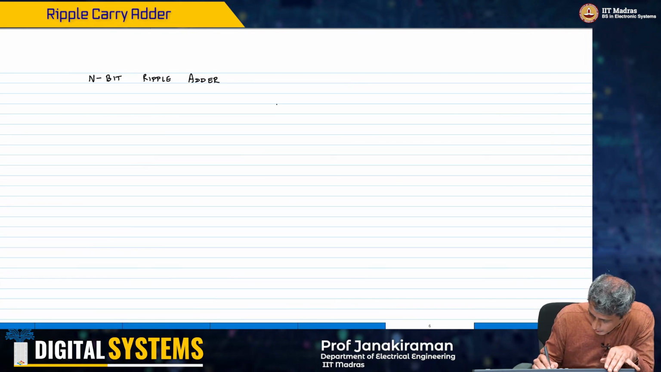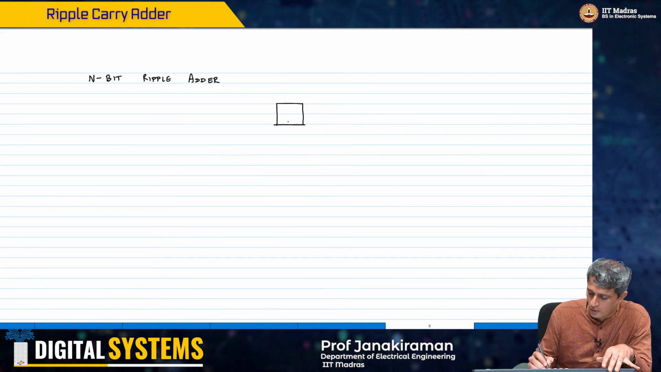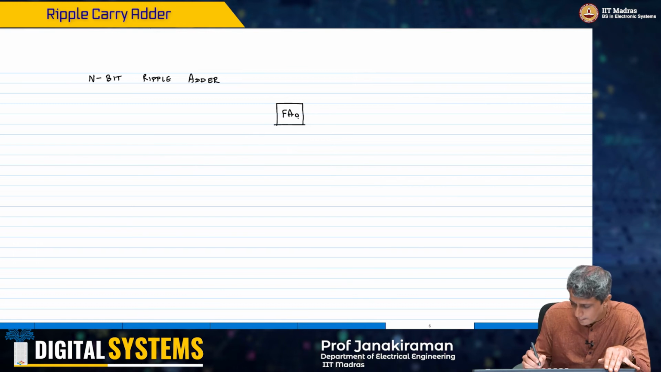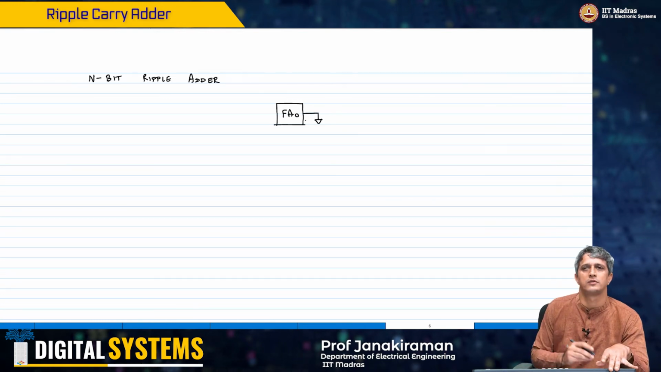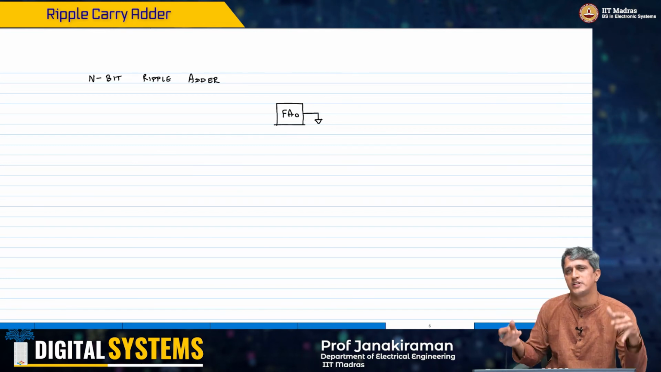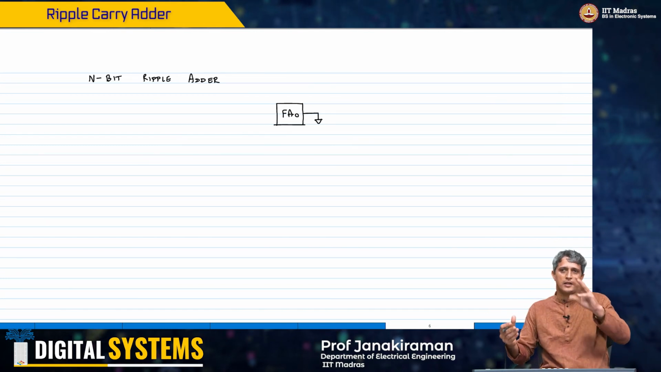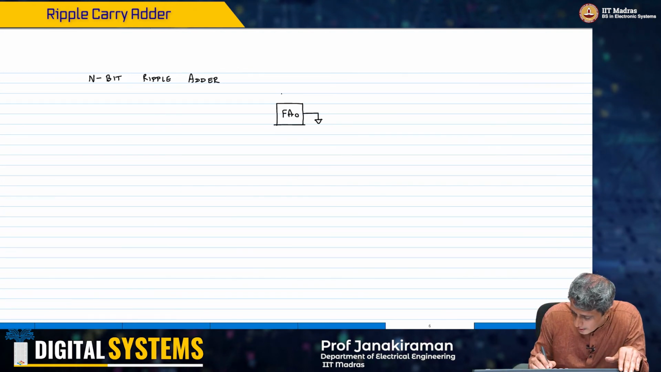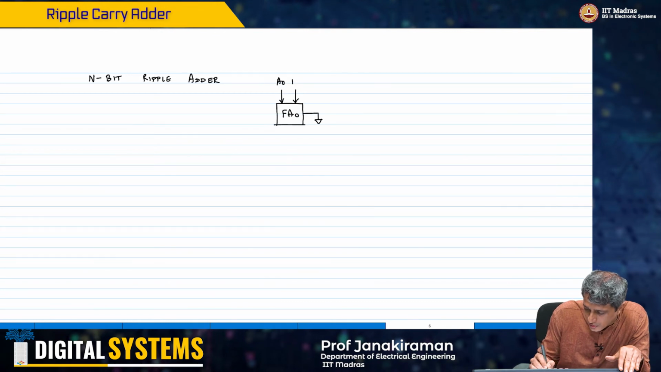Okay, so the ripple adder is like this. I have full adder 0. The carry in for this one is grounded because we don't consider a carry in when we say A plus B. The 0th bit position never had a carry in. So I would simply feed A0, B0 into this.